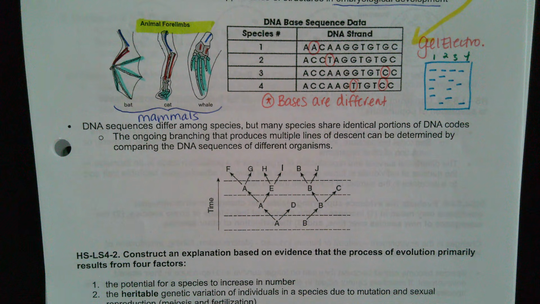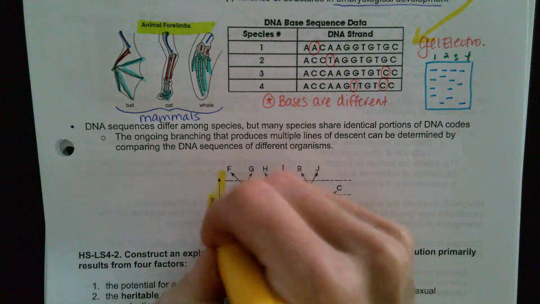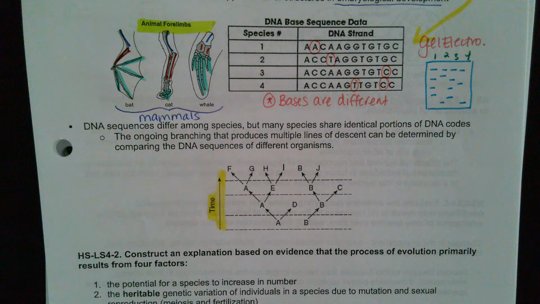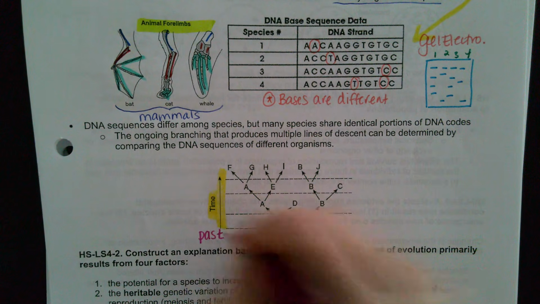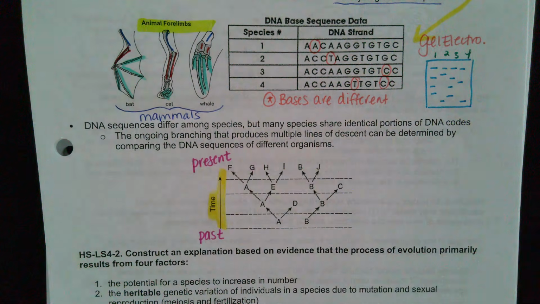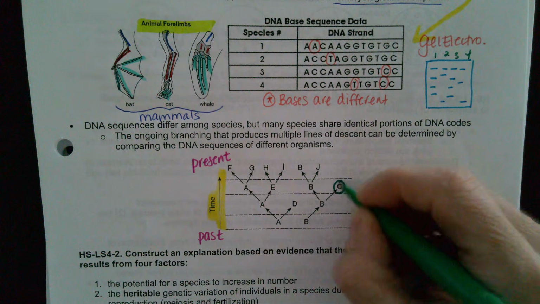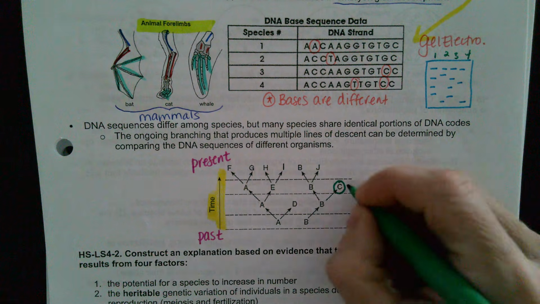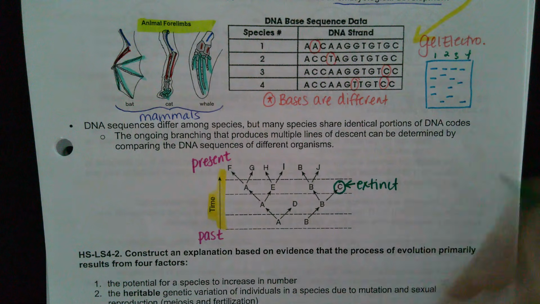First thing is that on the left-hand side, you'll see that there's a time. This time is referring to the fact that down here, this is the past, and then up here, this is my present. The only ones alive today are the ones that match up with that present line. Notice on my right-hand side, I have C. C does not exist currently. Since C does not exist currently, that one is extinct.